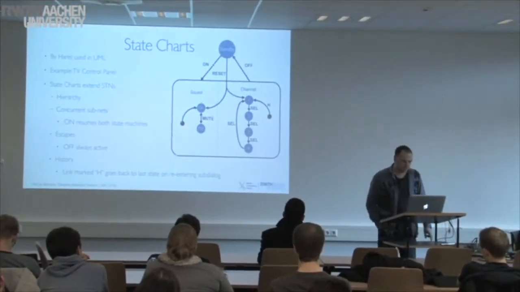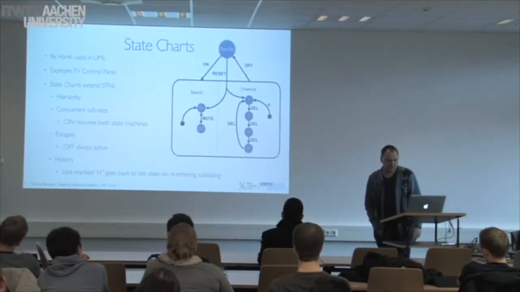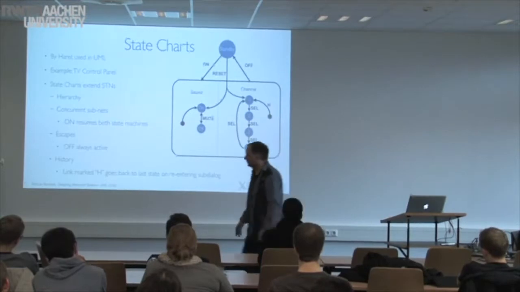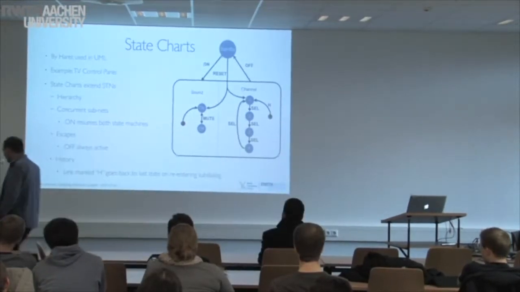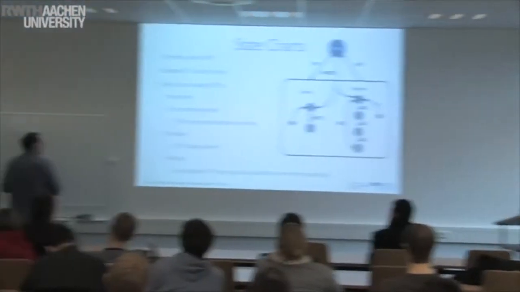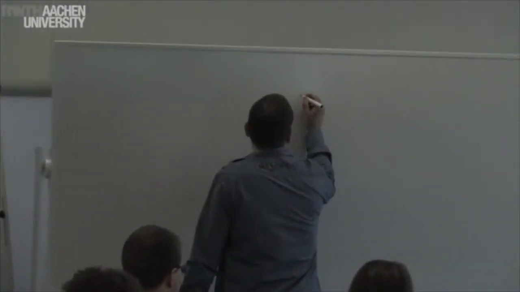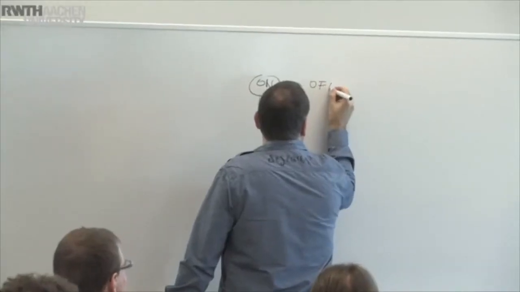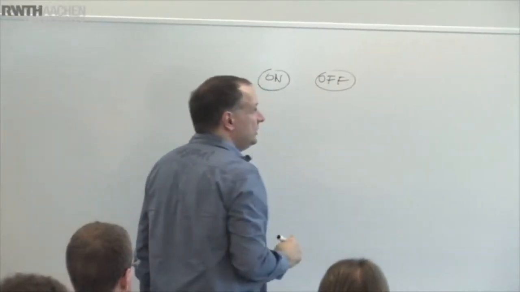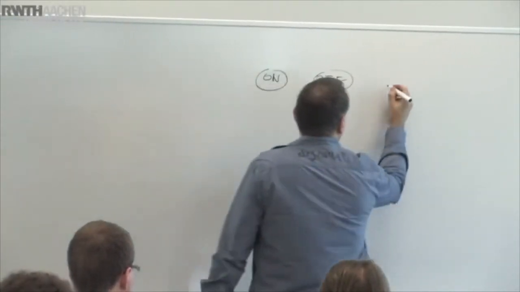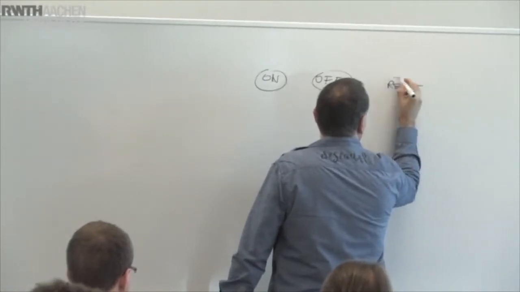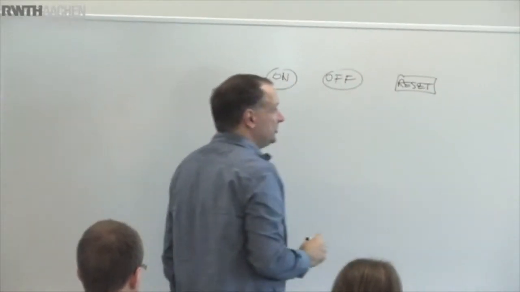This is a very simple remote. It basically has an on-off button, a mute button, and a channel button. So what we're looking at here is a remote that kind of looks like this. It has an on button. It has an off button. And then it has a reset button, which is probably going to be on the back of the remote, and you can only poke it with a ball pen or something.